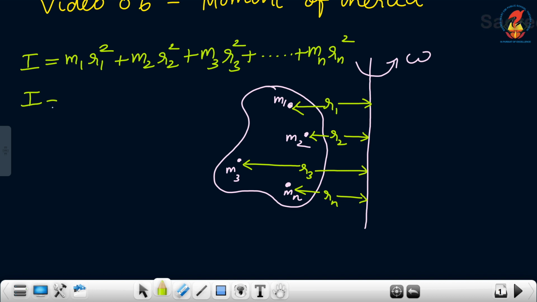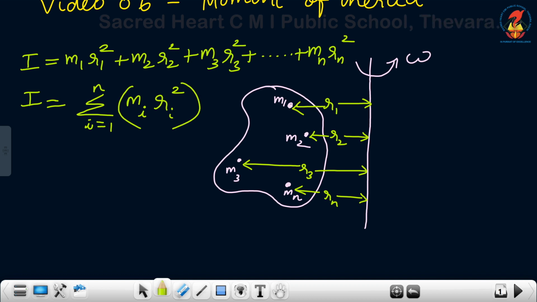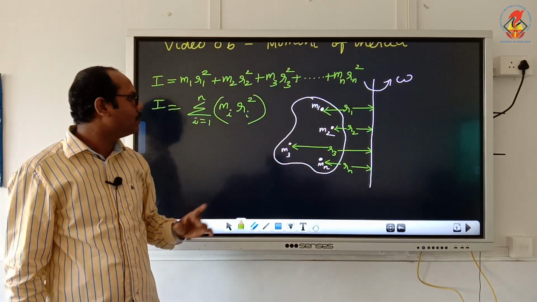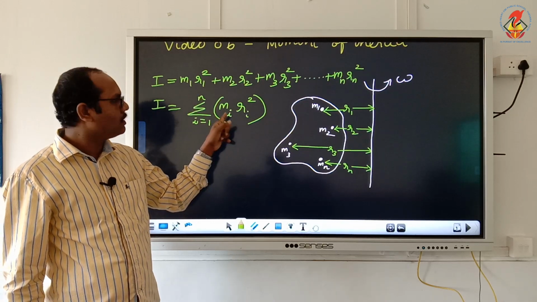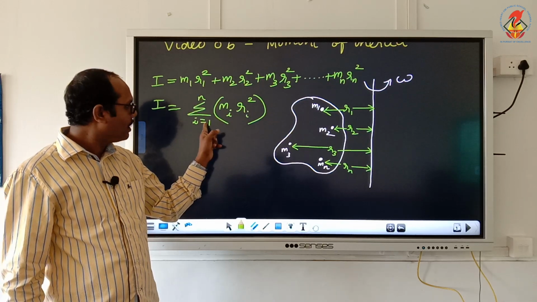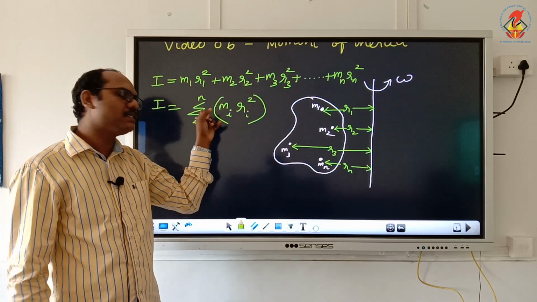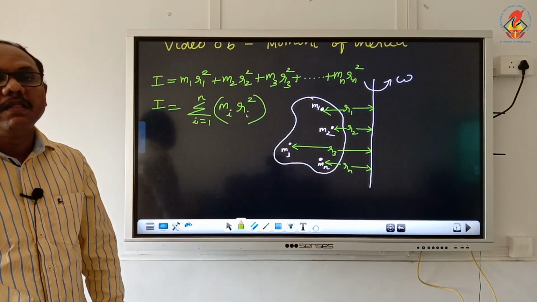This can be written as I equals sigma i equals 1 to n of mi ri square. This is the shortest representation of our full equation, with i going from 1 to n. So, when I put i as 1, you get m1 r1 square. When I put i as 2, m2 r2 square, and sigma means adding. So, it is a representation of how to write the moment of inertia.